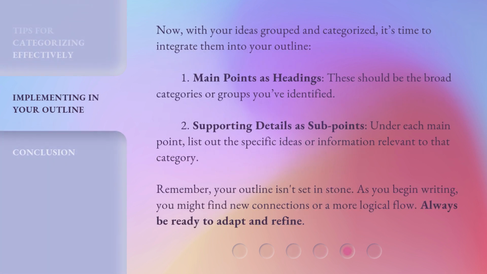Now, with your ideas grouped and categorized, it's time to integrate them into your outline. 1. Main points as headings. These should be the broad categories or groups you've identified. 2. Supporting details as subpoints. Under each main point, list out the specific ideas or information relevant to that category.